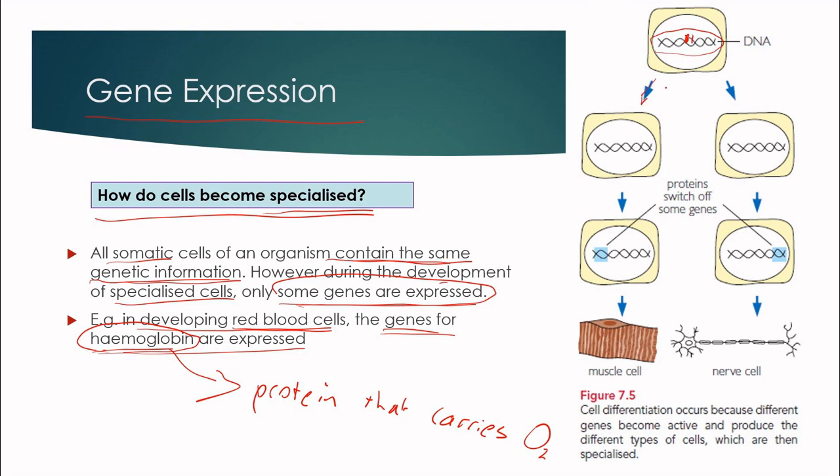Now as they're starting to specialize, these cells from stem cells, proteins switch off some genes in that DNA. They're not expressed. Depending on what these cells will turn into, these proteins during development will switch off some genes. So in this case here, we switch off that particular gene as this stem cell is developing, and that would produce a muscle cell. And for example, over here, we switch off this section of the DNA. So this is expressed, and we would end up with a nerve cell.